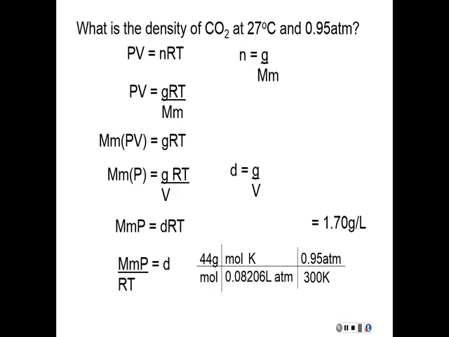You don't have to use the ideal gas law to find this density at a different temperature and pressure. An alternate way to do it would be to find the density at STP, and then we can find the density under these conditions using the combined gas law.